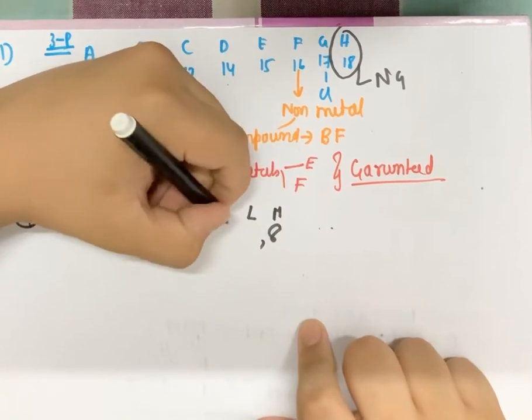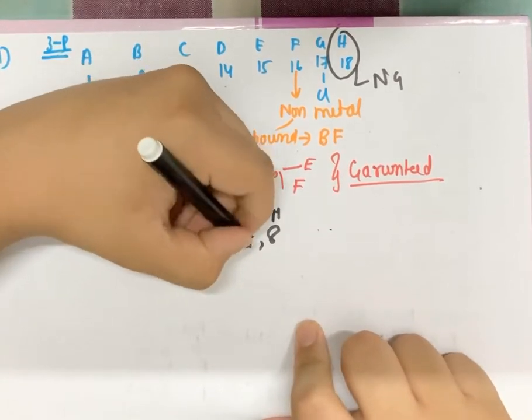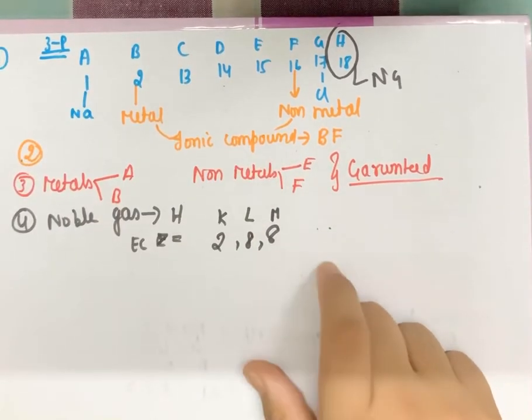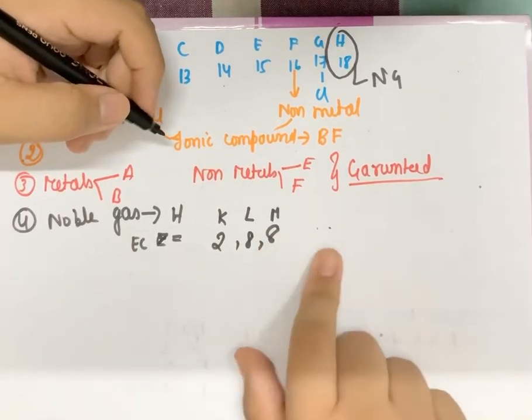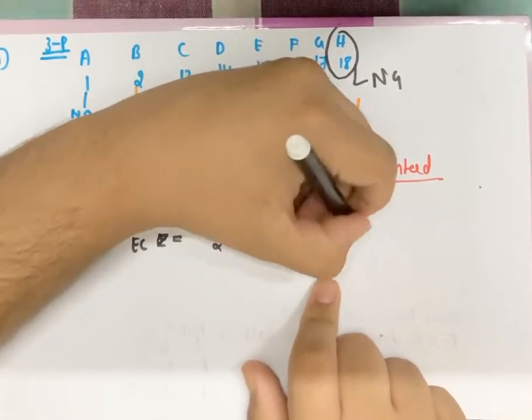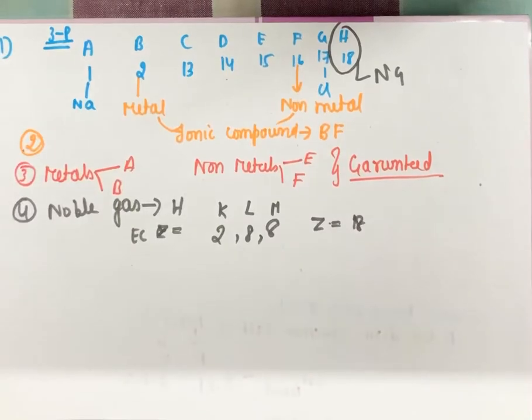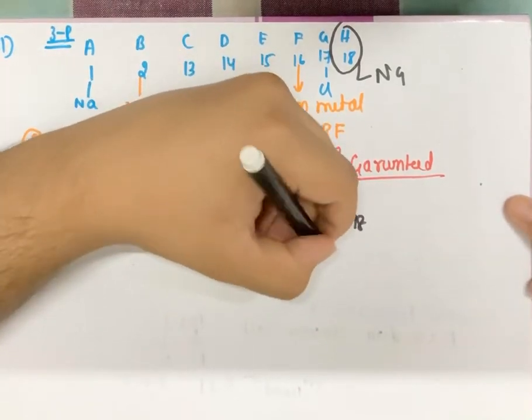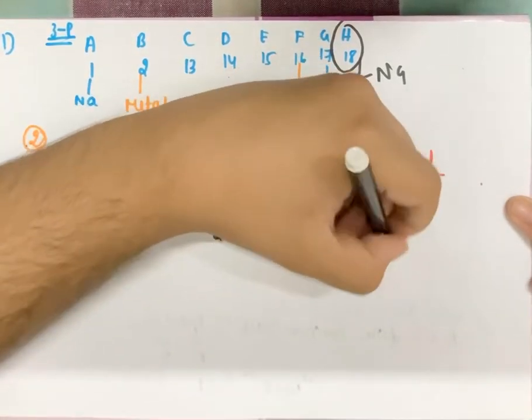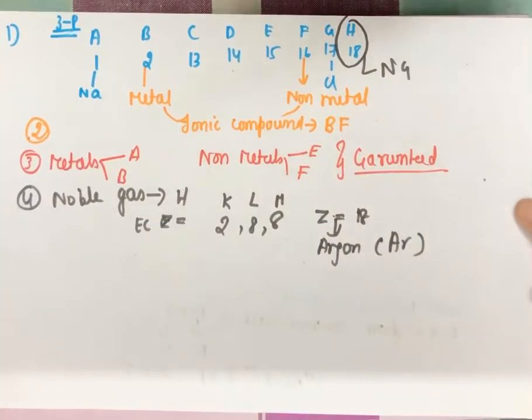It will also have K and L. K will always have 2. L will have 8. Hence what is atomic number? 2 plus 8, that is 10, plus 8, 18. So atomic number is 18. And what is atomic number 18? This should be learned by you. It is argon. So this noble gas in the third period is argon.